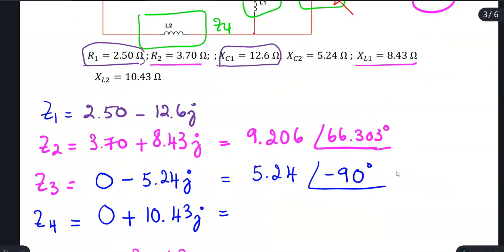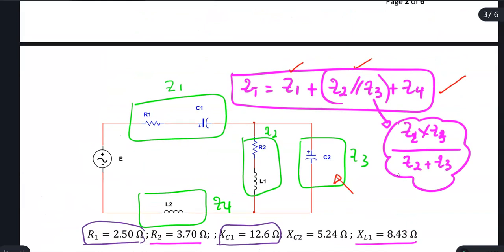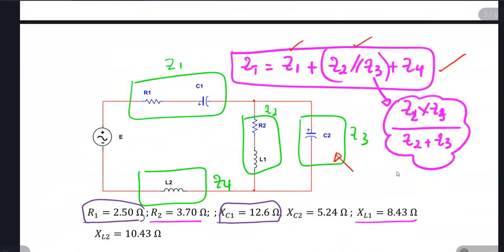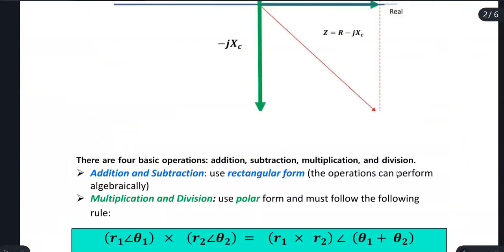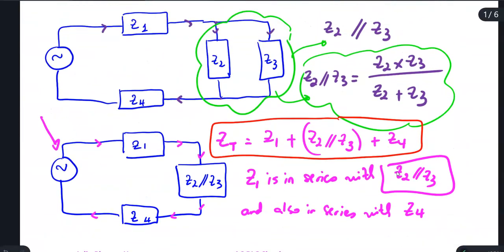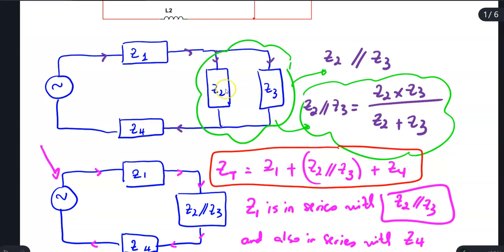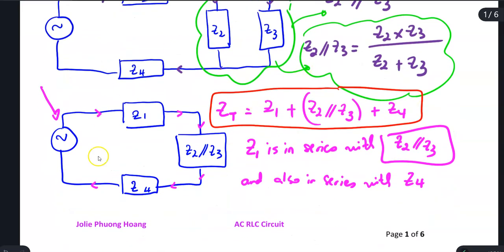Okay, so according to what calculation you have to perform using these complex numbers, you then analyze your circuit. You see that you have two impedances that are parallel to each other. So calculate that first, and then the final stage is to put this into this even simpler circuit.